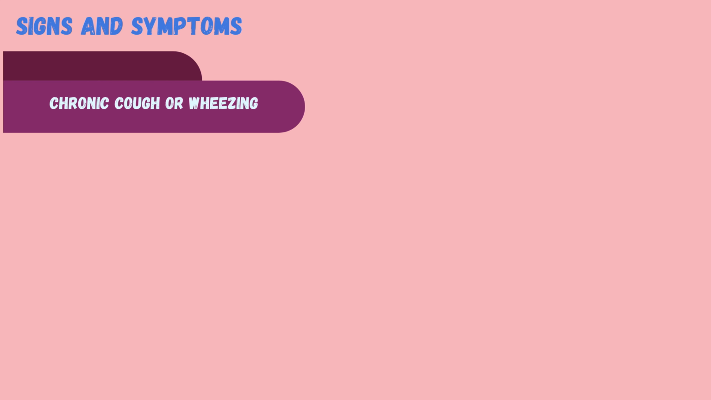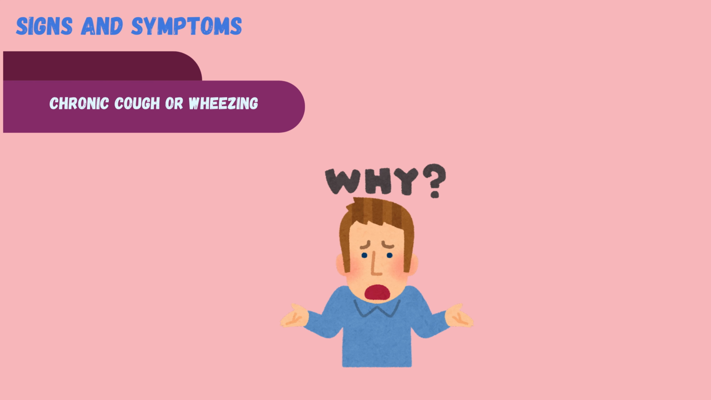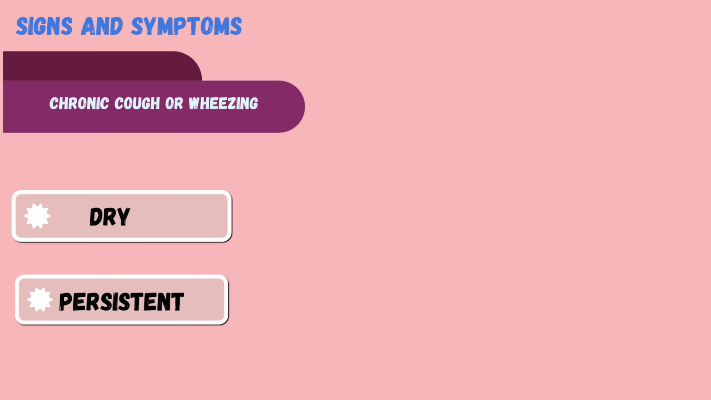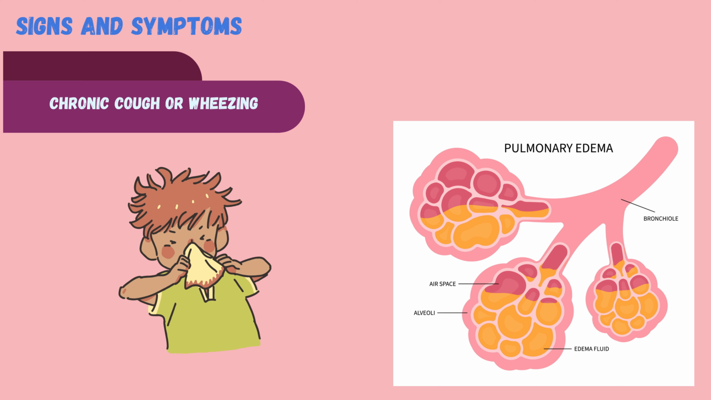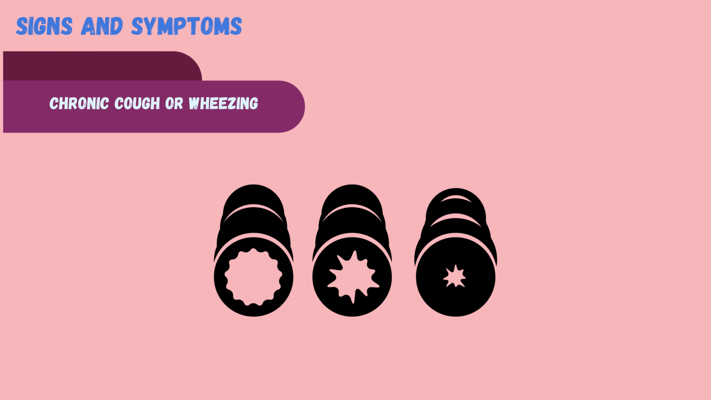Chronic cough or wheezing. Why does it happen? The cough is usually dry and persistent, especially at night. It can become productive with frothy or even pink-tinged sputum if there is significant pulmonary edema. Wheezing occurs because fluid in the lungs narrows the airways, causing a high-pitched sound during breathing.